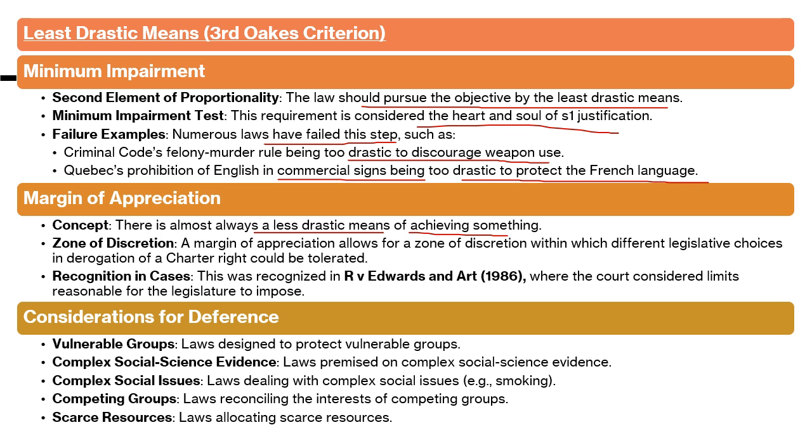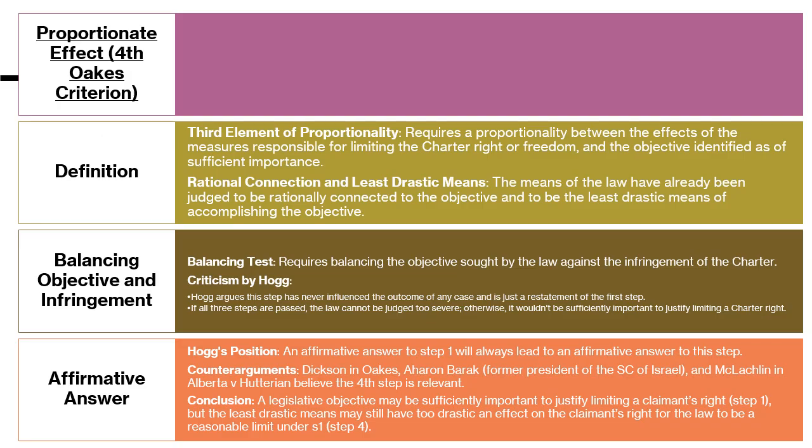Then vulnerable groups: laws designed to protect vulnerable groups are important. These are considerations for deference. Then laws premised on complex social science evidence, dealing with complex social issues like smoking, reconciling the interests of competing groups, and allocating scarce resources. Here you might think that the government has taken a drastic step, but no, these steps are for particular kinds of differences that are important.